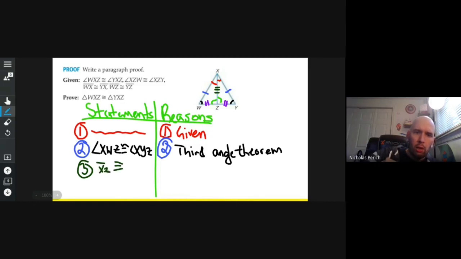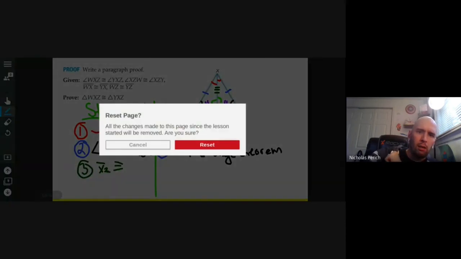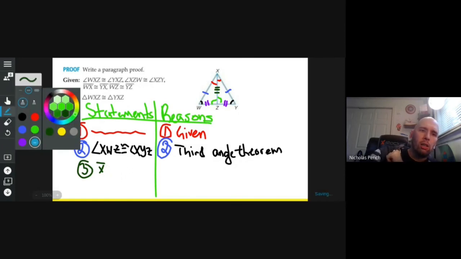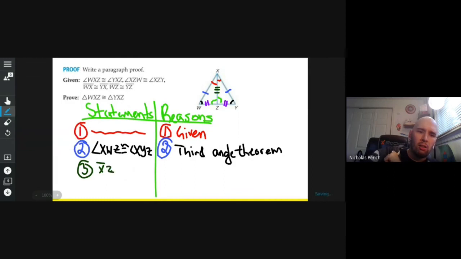That's supposed to say is congruent, but the lag, oh, for goodness sakes, if I were to ever accidentally reset an entire proof, I'm going to lose my mind. Line XZ is congruent to line XZ. And we haven't used this property in a while, but we're going to use this property a whole lot with triangles. That's the reflexive property. When you say something equals itself, that's the reflexive property.